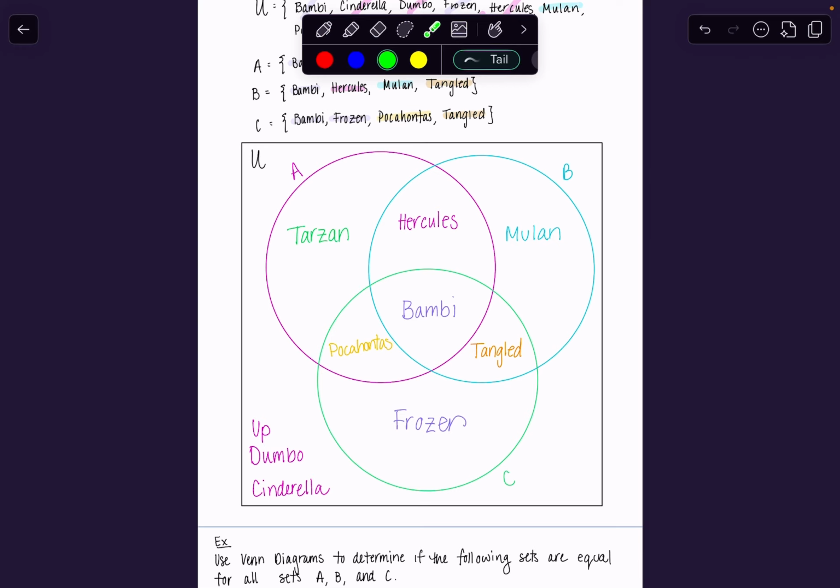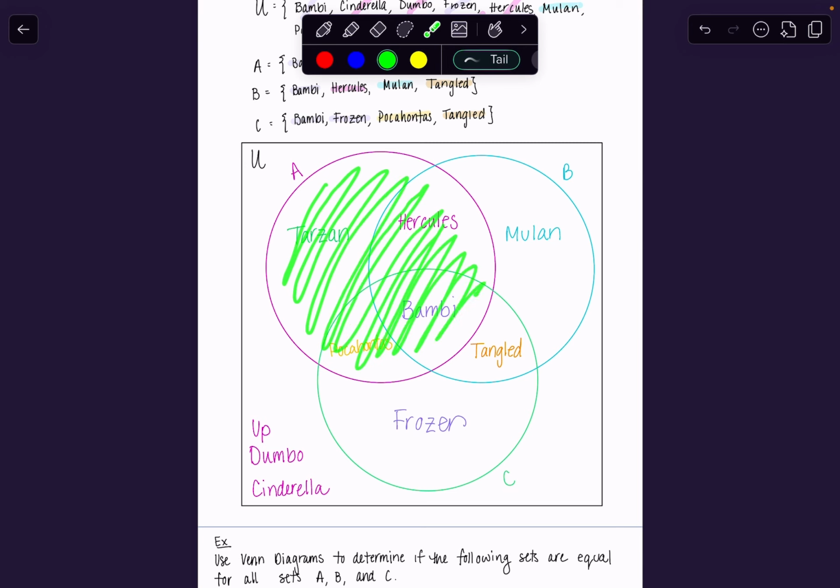And again, now you can do operations. So if I want to take A intersect B intersect C, this is in the intersection of the 3 sets. If I just ask for A intersect C, then I'm looking at just the overlap of these 2 circles. So the intersection of A and C would be Pocahontas and Bambi. If I want to find a complement, I go ahead and shade out A, and then everything left over, which is Mulan, Tangled, Frozen, Up, Dumbo, and Cinderella, would be A complement.